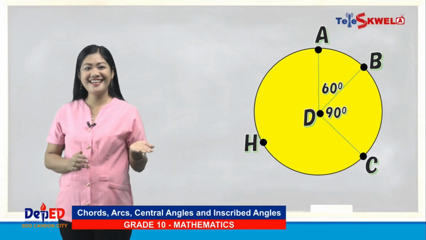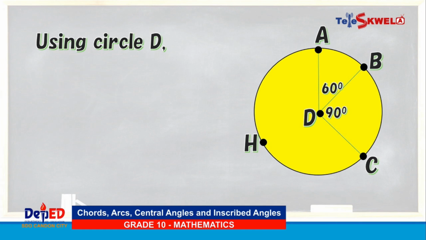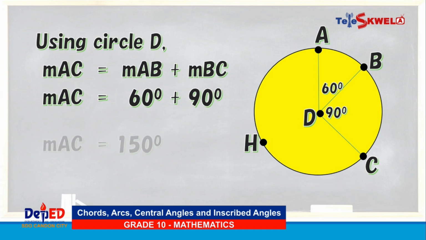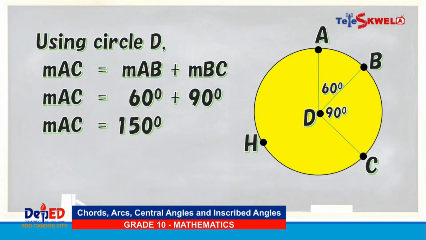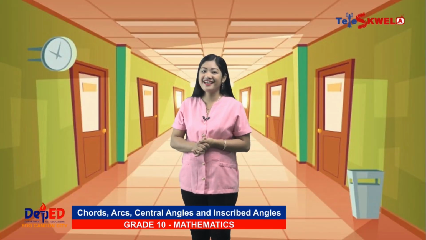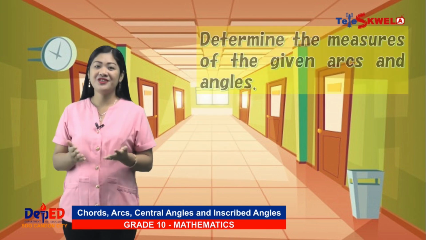Using circle D, degree measure of arc AC is equal to degree measure of arc AB plus degree measure of arc BC. That is 60 degrees plus 90 degrees. Therefore, arc AC is 150 degrees. Accomplishing this will help you to do the next activity.